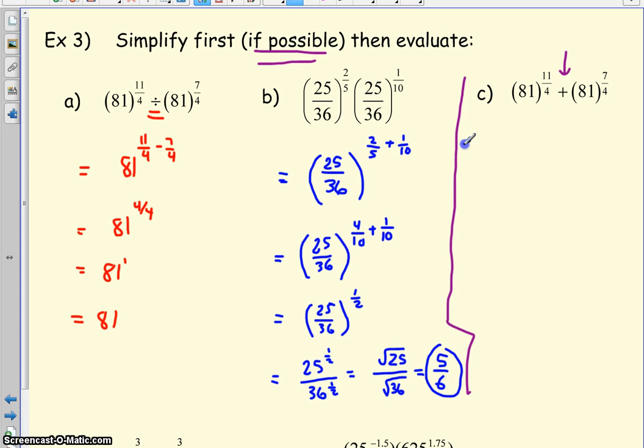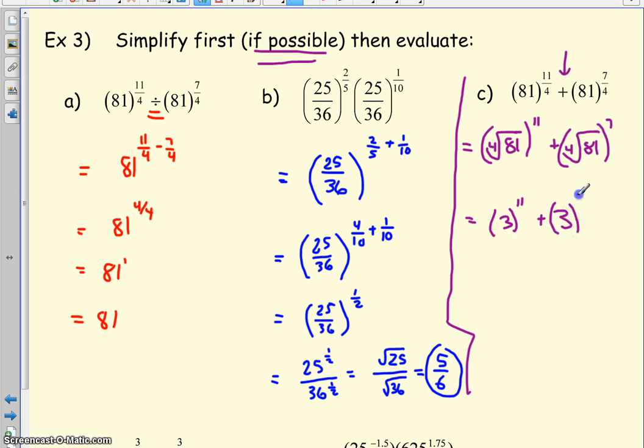Okay, so now what we can do is we can convert them each to radical form. So the first one here is going to be the 4th root of 81 all to the exponent of 11. And the second one will be the 4th root of 81 all to the exponent of 7. Okay, so the 4th root of 81 you can figure out that's going to be equal to 3. So I have 3 to the 11 plus 3 to the 7.